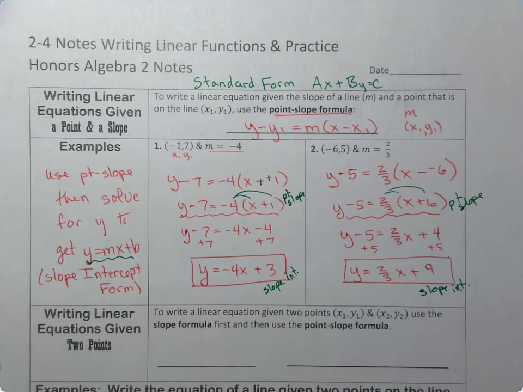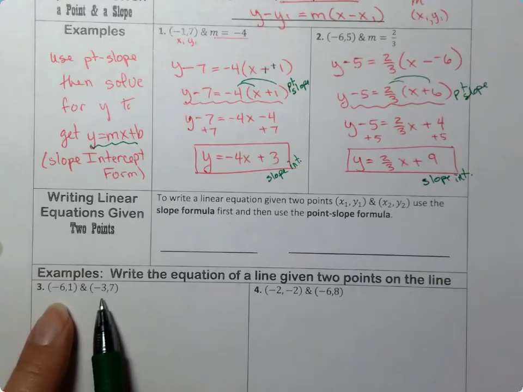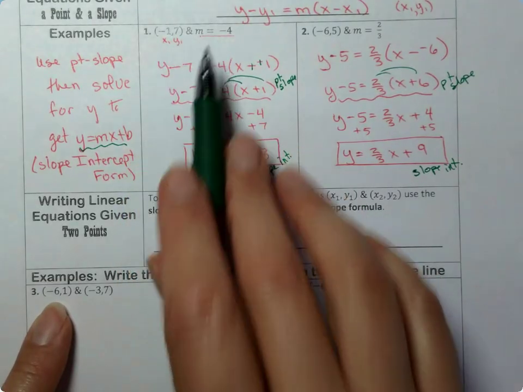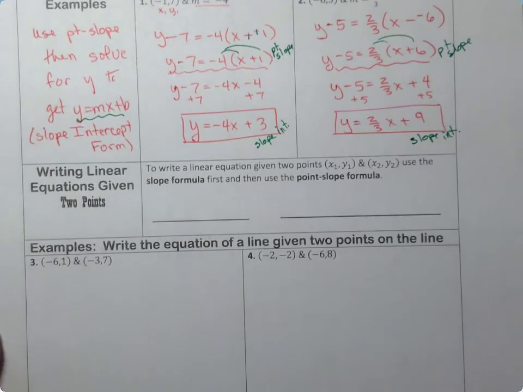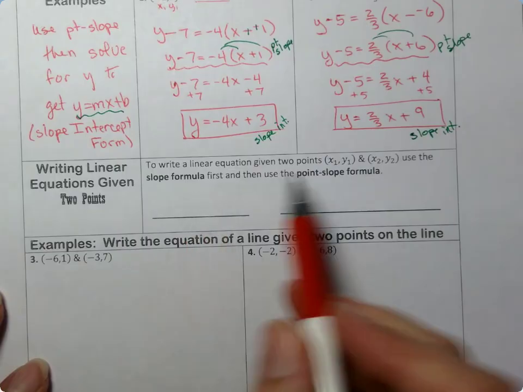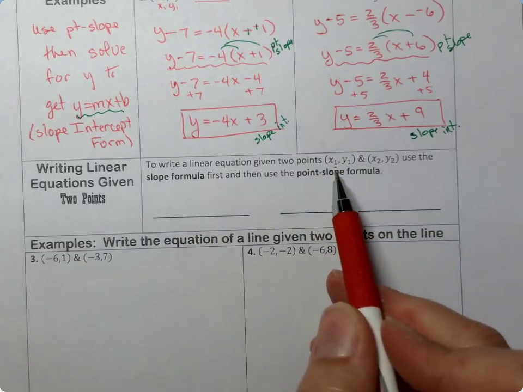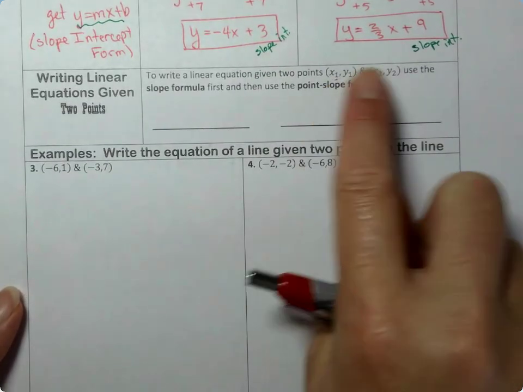Okay, now we're going to change it up. If you look at examples 3 and 4, I give you 2 points. Up here, I gave you a point and a slope. Here, I'm only giving you points. So we're going to have to do a little more work. Your slope formula is given using 2 points. So we have the first point and the second point. These little 1s and 2s aren't powers. They're subscripts to say first point, second point.